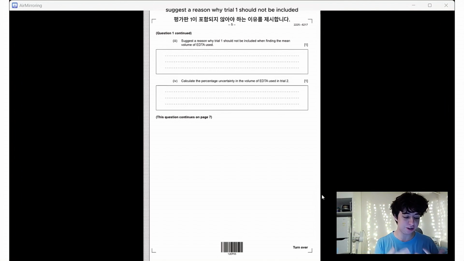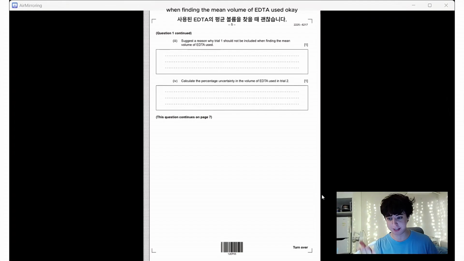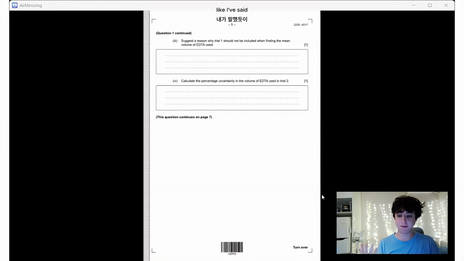And so this one says, suggest a reason why trial 1 should not be included when finding the mean volume of EDTA used. Okay, so this is one where it stumped me at the time, and now I've thought about how you should think about this. Paper 1B is like the IA and test, so you're thinking about the best justification for outliers in an actual IA, which is what those examiners like to see. You can see those in the subject reports and their comments, and by reading other IAs as well as your own.